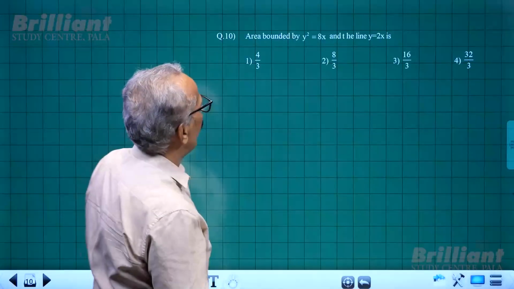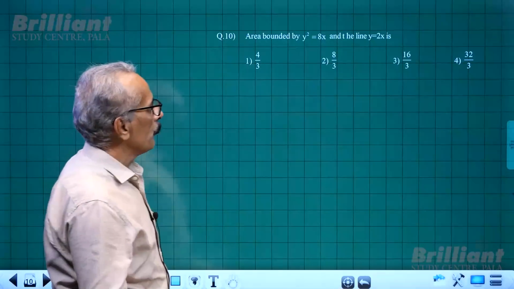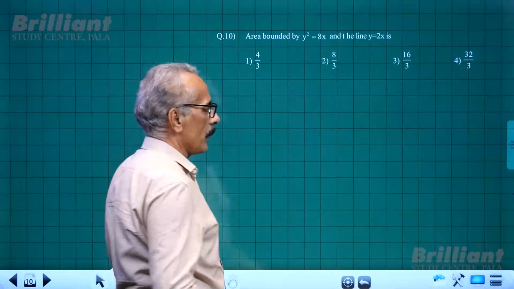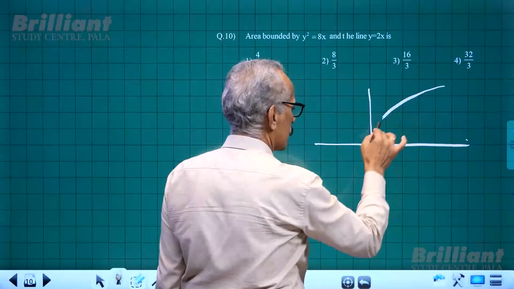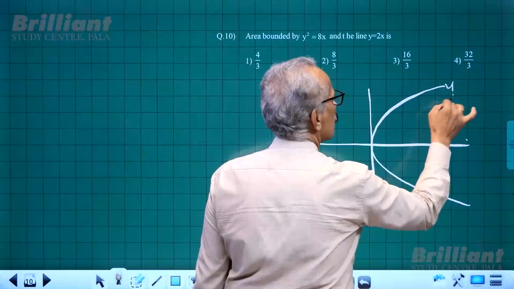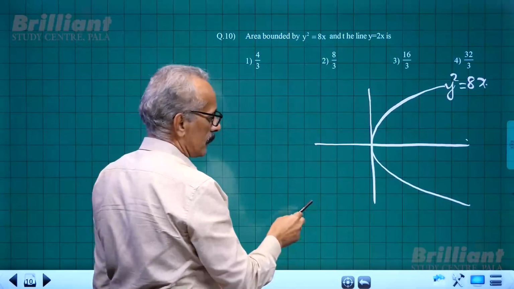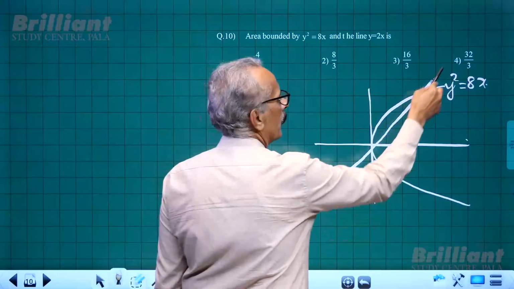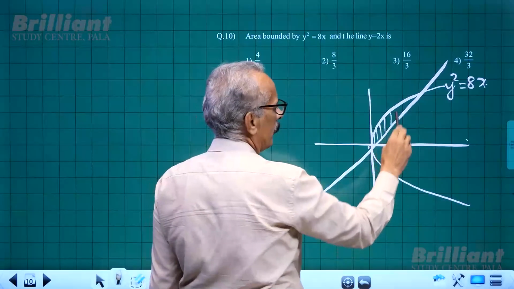Area bounded by y square is equal to 8x and the line y is equal to 2x. What is y square is equal to 8x? That's a parabola opening towards the right side. And what is y is equal to 2x? That's a straight line passing through the origin. So definitely this is the region.